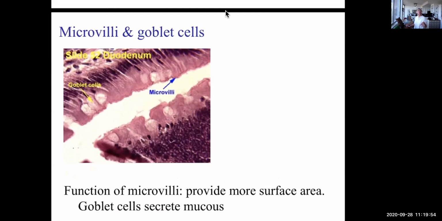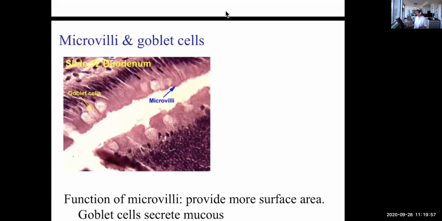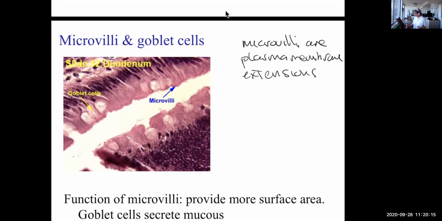And so this is the difference between the villi and the microvilli. The microvilli are extensions of each cell. I should write that down. Microvilli are plasma membrane extensions of each cell. And here you can also see goblet cells. And the function of the goblet cells is to excrete mucus.